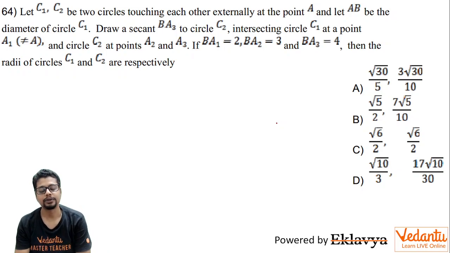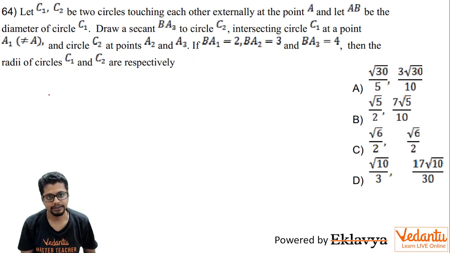Hi everyone, the question is: let C1, C2 be two circles touching each other externally at the point A, and let AB be the diameter of circle C1. Draw secant BA3 to circle C2 intersecting circle C1 at point A1, which is not the same as A, and circle C2 at points A2 and A3. If BA1 equals 2, BA2 equals 3 and BA3 equals 4, then the radii of the circles C1 and C2 are respectively?